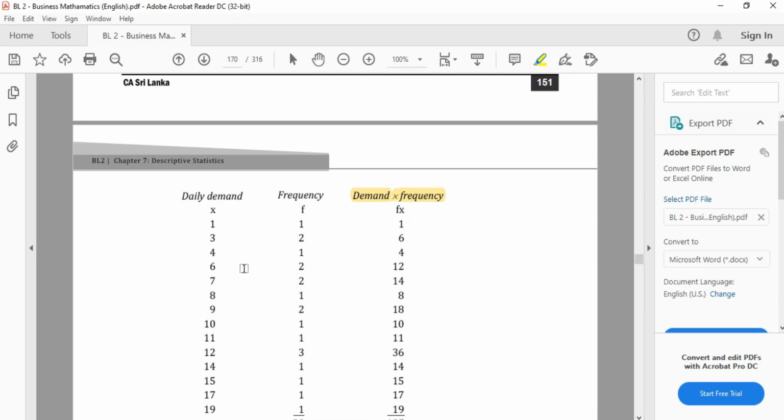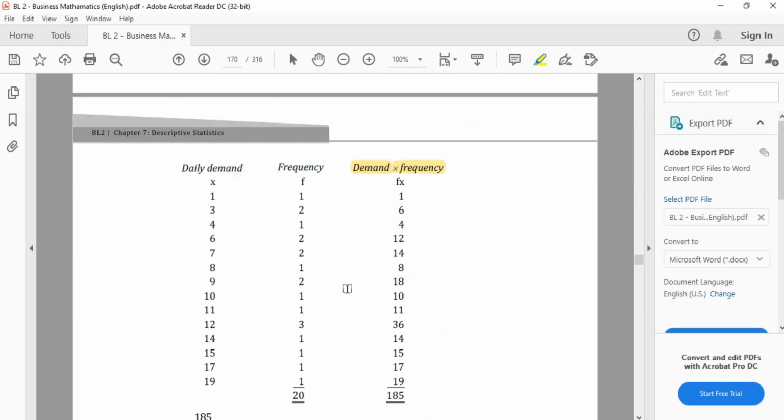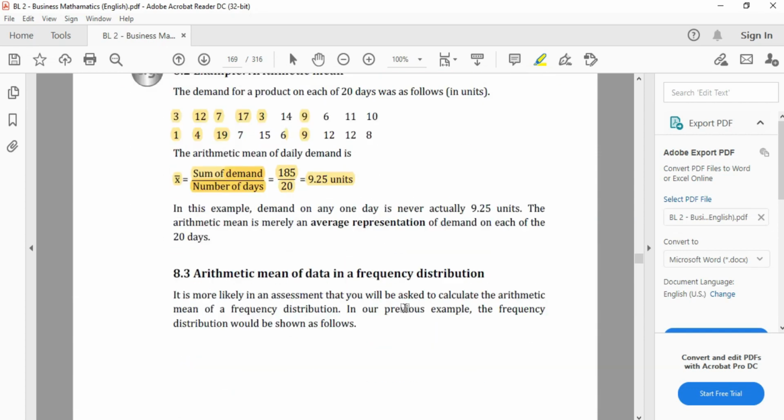Then you have 4. 4 how many times? Only 1. Let's consider another one. 9, how many times does it have? 9 has been achieved in one day and the second day as well. So basically 2 days, right?